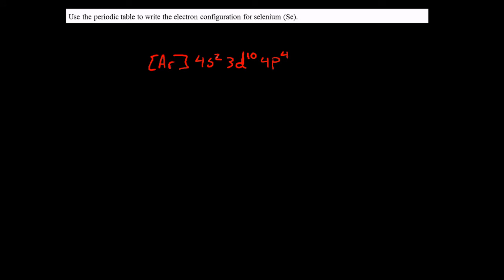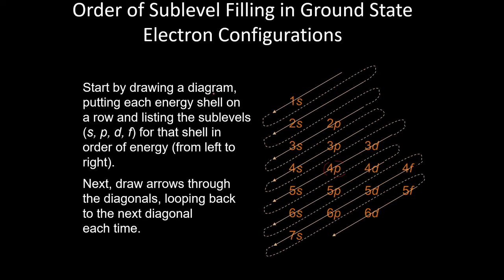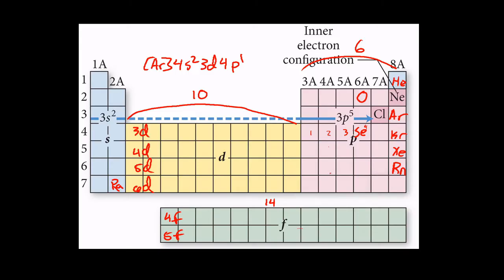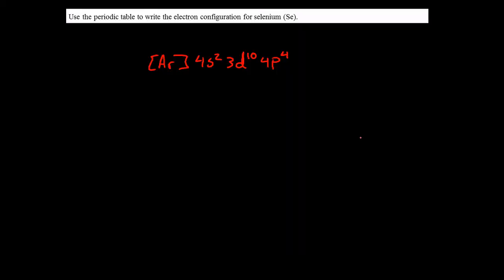And if you want to double check to make sure that that is correct, you can always go back to our handy dandy guide here. It is 4s, 3d, 4p. That is indeed the correct order. So we fill up the 4s, fill up the 3d, and then we're 1, 2, 3, 4 electrons into the 4p. And that is selenium.